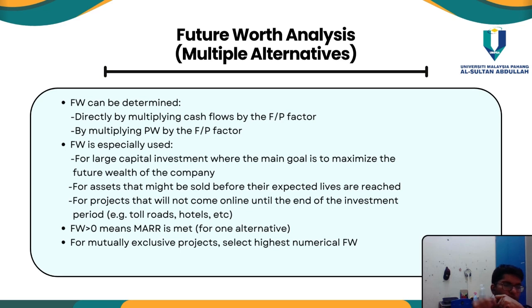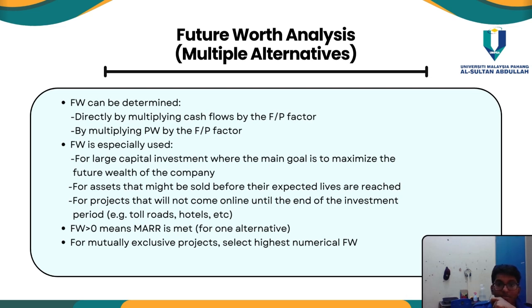Now we're going to look at the future worth analysis, which is almost similar to the present worth analysis, but we are dealing with the future worth rather than the current situation. So what will the future situation be if you take a particular course of action now? That's why we are going to use this analysis to find out. The future worth can be determined by directly multiplying the cash flows by the F/P factor. At the same time, we can also do it by multiplying the PW, the present worth, by the F/P factor. This future worth is especially used for large capital investments, where the main goal is to maximize the future wealth of the company.